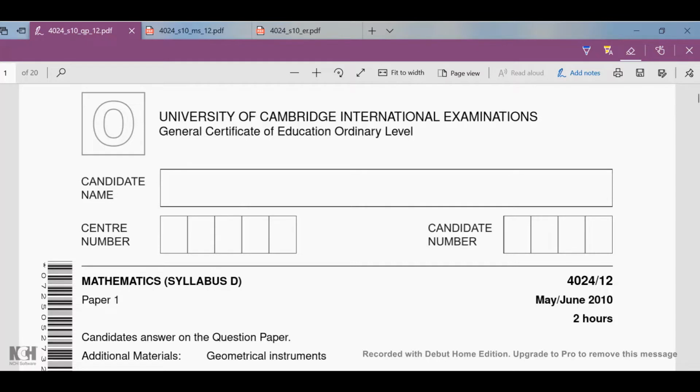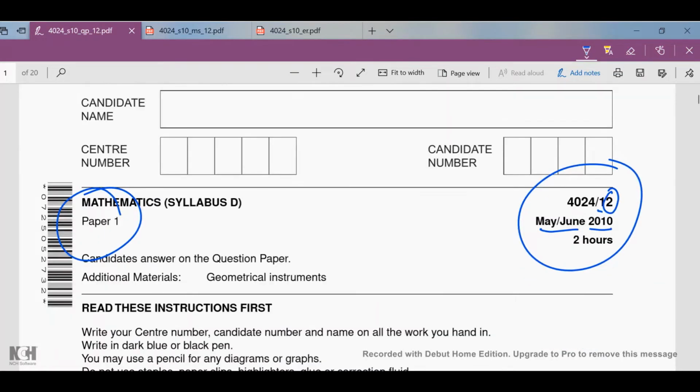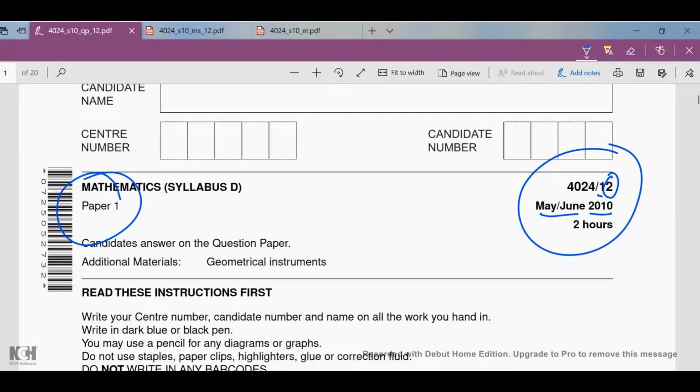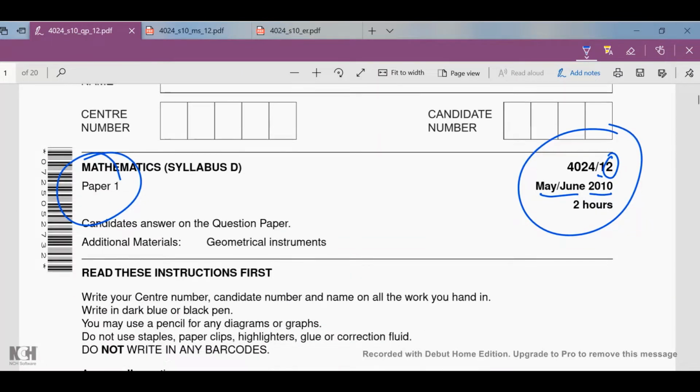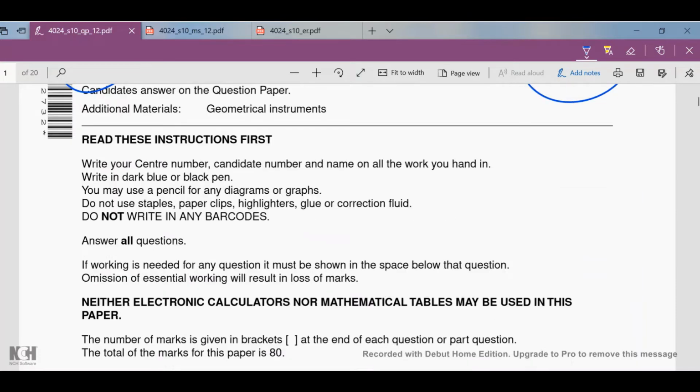Today I am solving the whole paper 1, 2 hours duration, May-June 2010, paper 1 and the variant is 2 without using calculator. So let's move. I will also discuss with you the marking scheme. I will share the marking scheme and the examination report when I need.